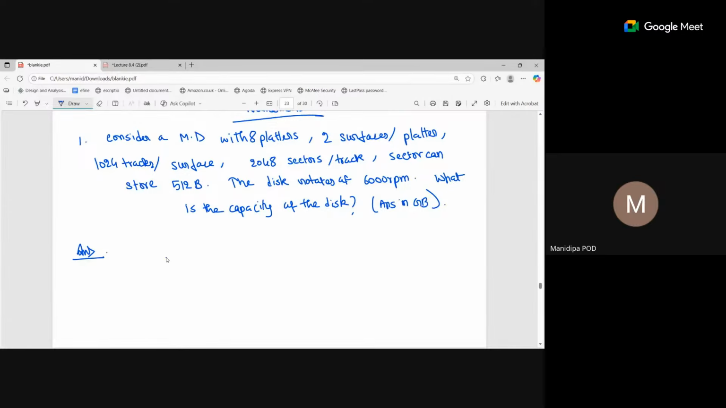So let's find the number of sectors. That is 2 for 2 surfaces per platter. How many platters? 8. How many tracks per surface? 1024. 2048 sectors per track. Let's convert them into powers of 2. So 2 power 1, 2 power 3, 2 power 10, 2 power 11. This is equal to 2 power 25. So this many sectors are there.